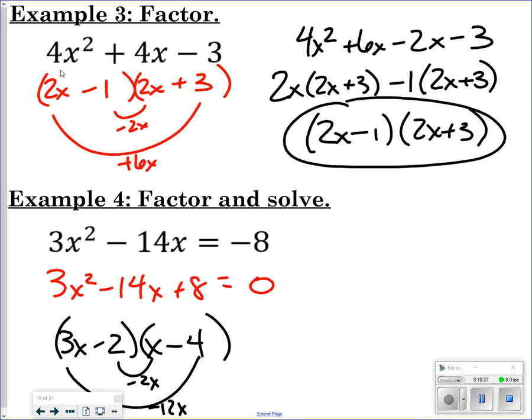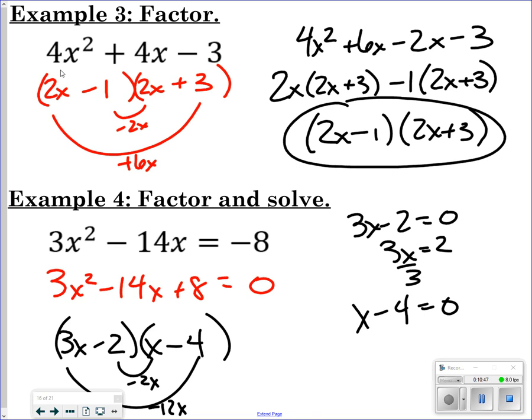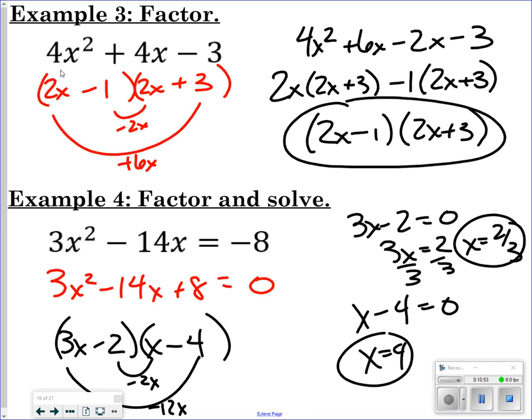Now for the actual solve. This goes back to a previous section. Anytime you have something in factored form, set the factors equal to 0 and solve. So set the factors equal to 0 and solve.